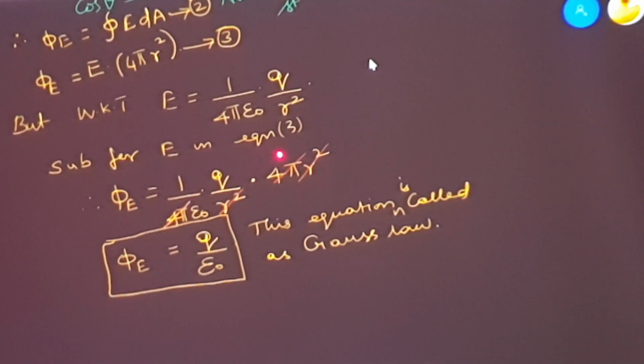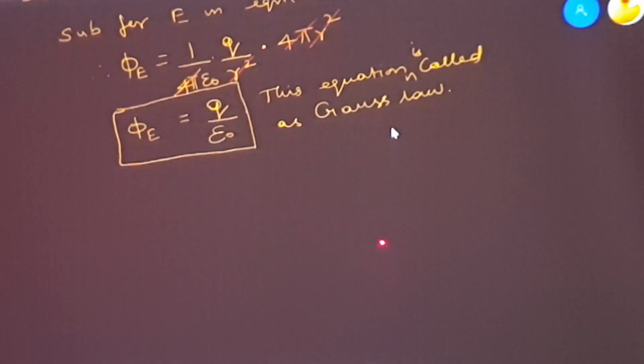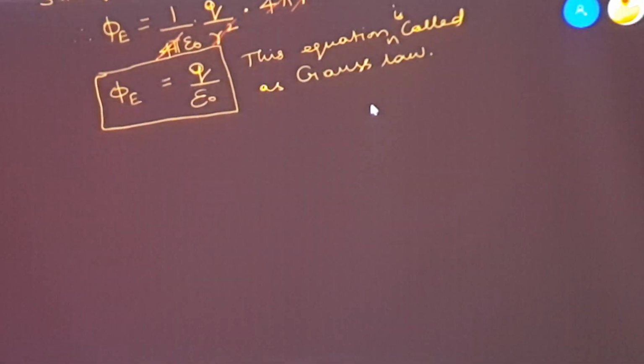Substituting for E in equation 3, we get phi E is equal to, instead of E, 1 by 4 pi epsilon 0 into q by r square multiplied with this value 4 pi r square. So on simplifying, 4 pi r square gets cancelled. So I am getting phi E is equal to q divided by epsilon 0. This equation is called or represents the Gauss law.